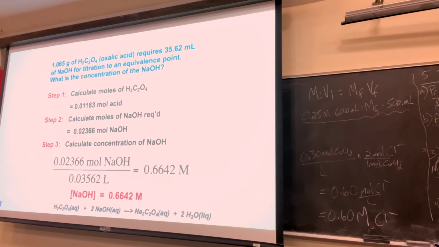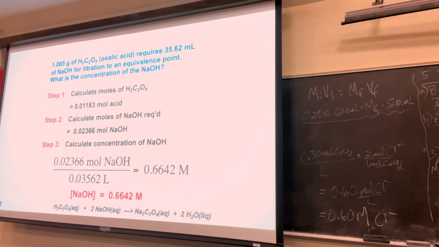So again, what we did, grams of oxalic acid to moles of oxalic acid. We used the balanced equation to go from moles of oxalic acid to moles of sodium hydroxide. Moles of sodium hydroxide divided by the liters of sodium hydroxide used. We converted milliliters to liters. Molarity, how many milliliters in a liter? 1,000. Thank you for bearing with me, but this is really important. 1,000 milliliters per liter. Any questions on that?